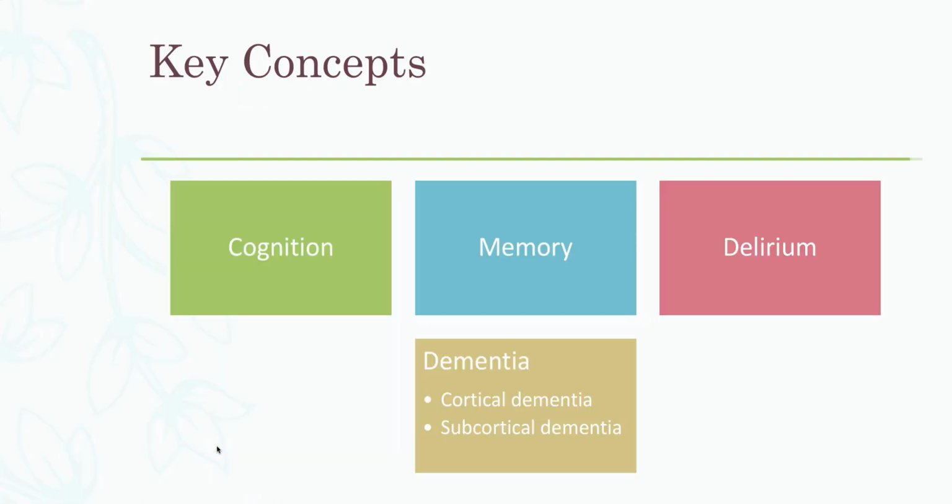Key concepts: cognition, memory, delirium, and dementia. I'm going to define cognition and memory for you. Cognition is the system of interrelated abilities such as perception, reasoning, judgment, intuition, and memory. All of these allow one person to be aware of oneself. Memory is a facet of cognition, so it comes under cognition, and it's retaining and recalling past experiences.